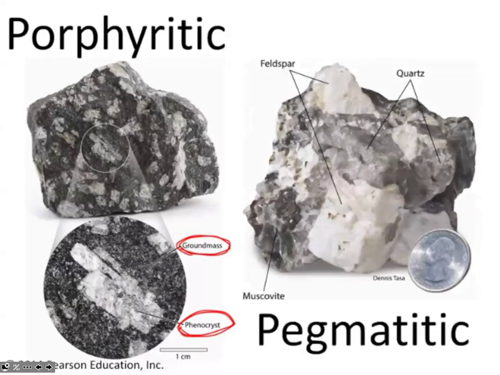You can also have a pegmatitic texture. Pegmatites have very, very large crystals. You can see here, compared to a quarter for scale, that the crystals are greater than 2 centimeters across. And so that's an indication that this igneous rock formed from a very, very wet magma. The water in the magma helped ferry around the different elements so that really, really large crystals could grow.